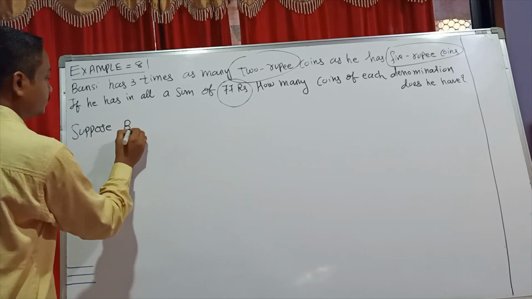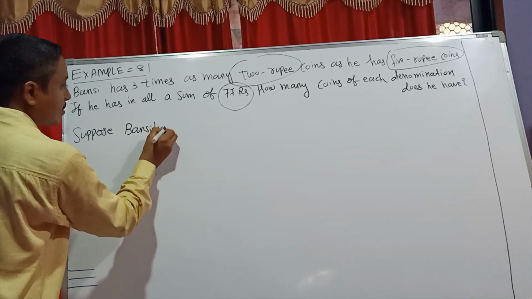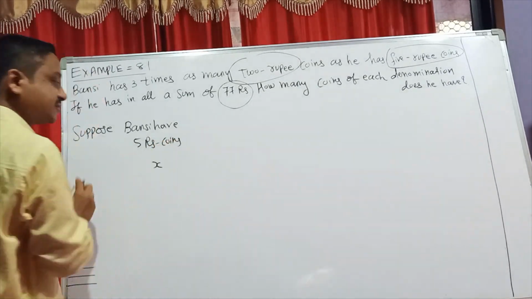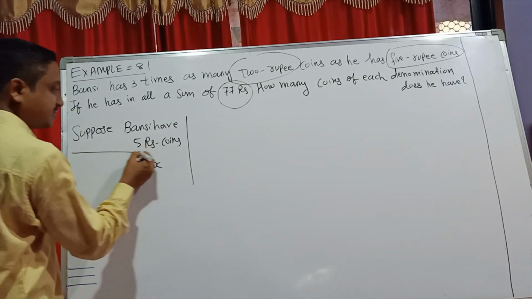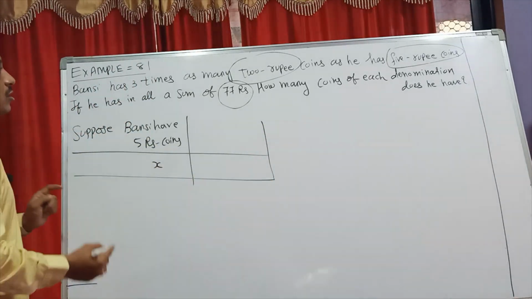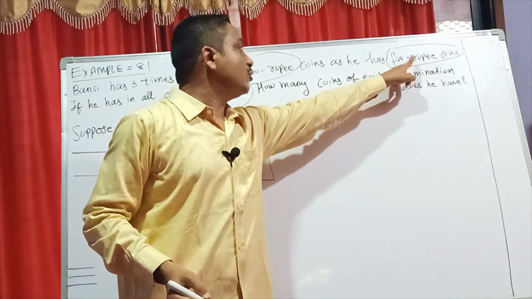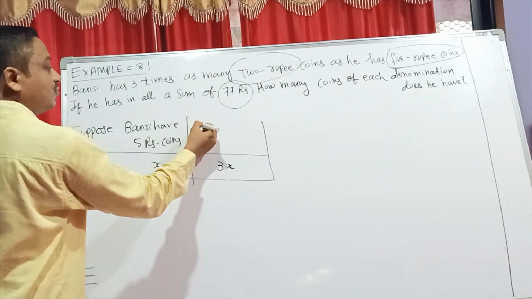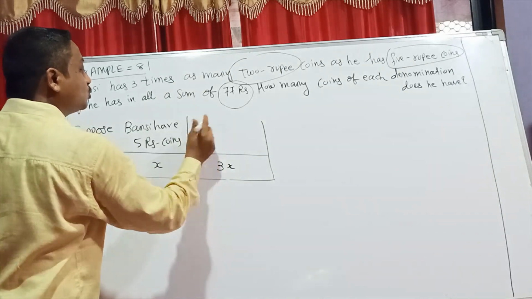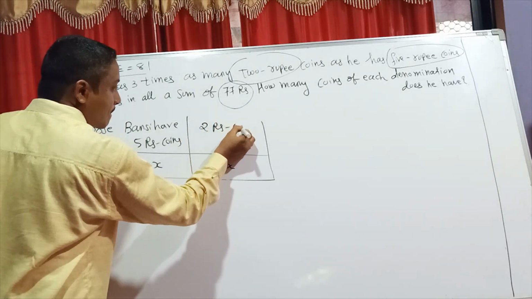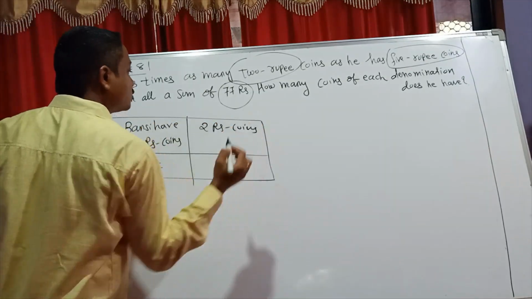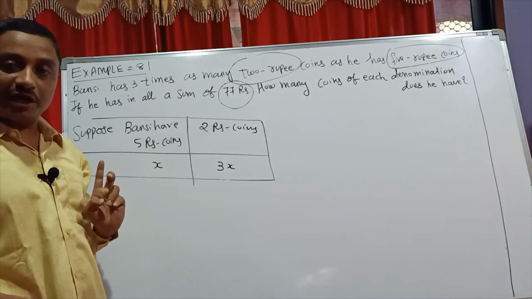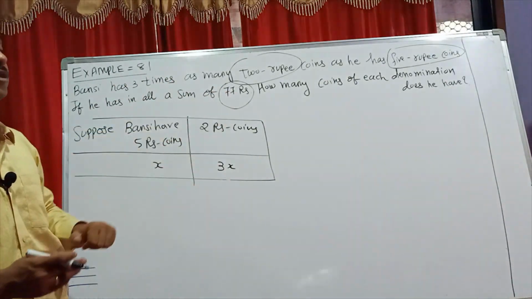So suppose Bansi has 5 rupees coins, the number will be x. That means you just check what is the number of 2 rupees coins. He has 3 times the 5 rupees coins. It means here 3x, sorry, for the 2 rupees coins. Now Bansi has 2 types of coins. The 5 rupees coins are x, assumed. So how many 2 rupees coins? It is 3 times, 3x. Now the question is given as 77.